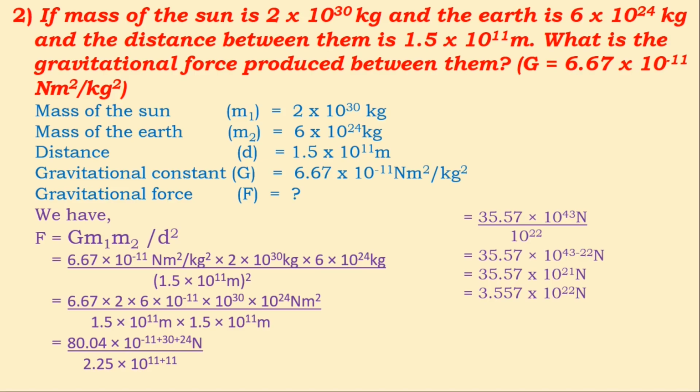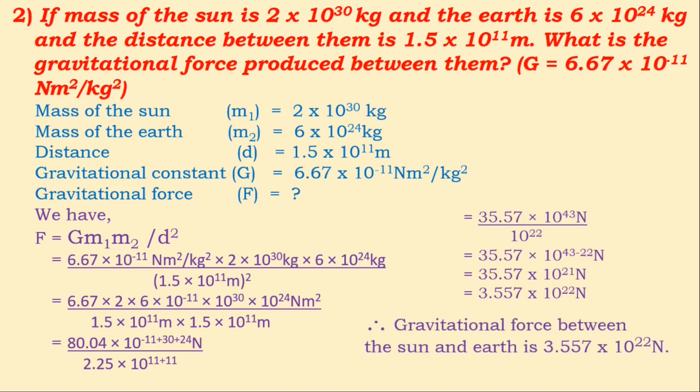This way, lastly we got the answer, and we have to write one sentence for our answer this way. Therefore the gravitational force between the sun and the earth is 3.557 into 10 to the power 22 Newton. Okay, let's go to another numerical problem.